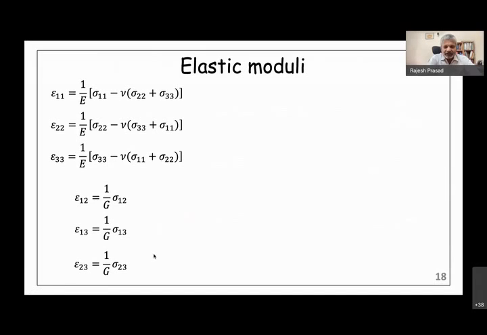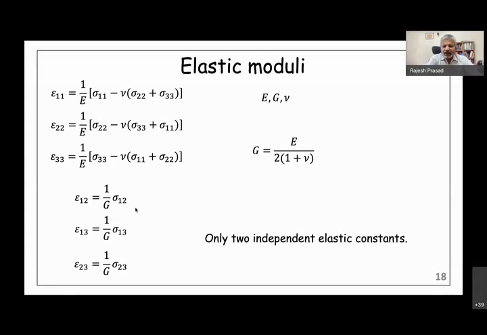strains to the stresses. The constants which are relating them, E, nu, and G, are called the elastic moduli or engineering moduli. And theory of elasticity shows that they are related by a relationship like G is equal to E by 2(1 plus nu). So only two of these are really independent. If we know two of them, we can find the other one.